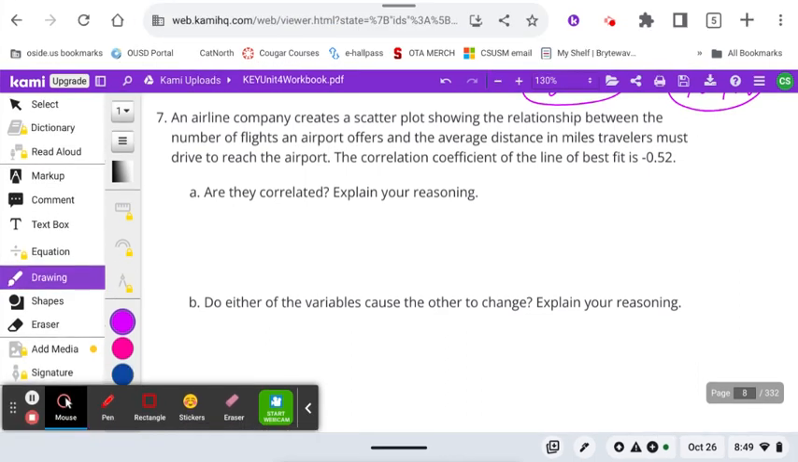So an airline company creates a scatter plot showing the relationship between the number of flights and the average distance in miles travelers drive to reach the airport. The correlation coefficient of the line of best fit is negative 0.52. Are they correlated? Explain your reasoning. And so a correlation coefficient of negative 0.52 means that they are moderately correlated.